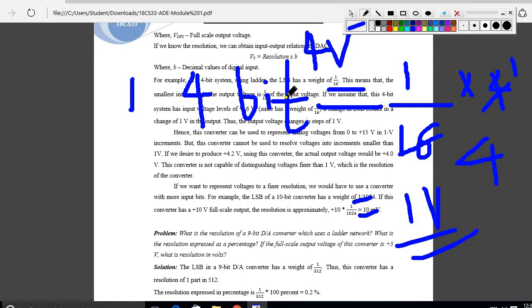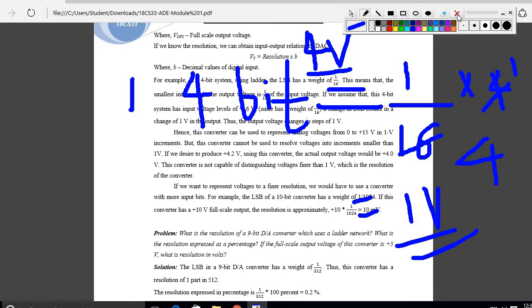For example, 4-bit always has a weight of 1/16, meaning out of 16, 1 is a part of that. Into 4, what am I doing? Here 4 is 4 volts. In the question itself it is given that the full scale voltage is 4 volts. That's why I am taking 4 volts. 4/16 is 1 volt.